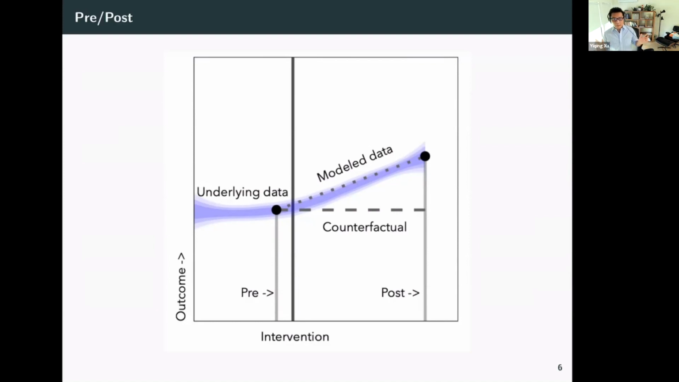Causal inference is all about estimator plus allocation assumptions. We learned this in causal inference classes, and you must have taken one, because of the fundamental problem of causal inference, we have to make some allocation assumptions. Here, the allocation assumption is that we use pre-treatment data as counterfactuals for the post-treatment data.